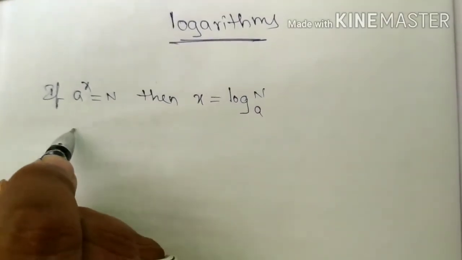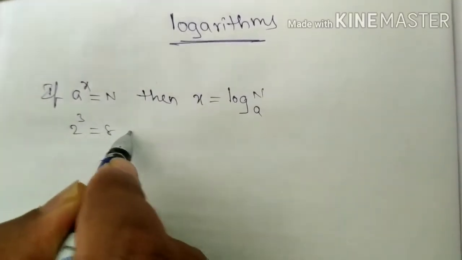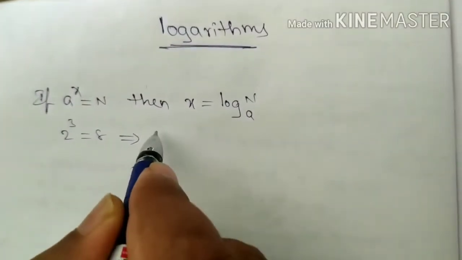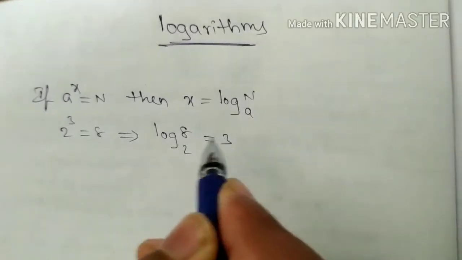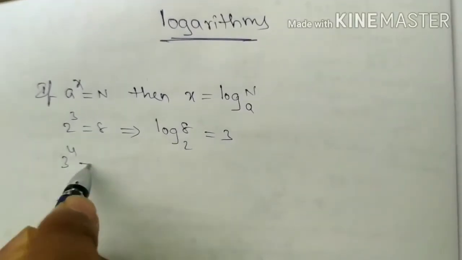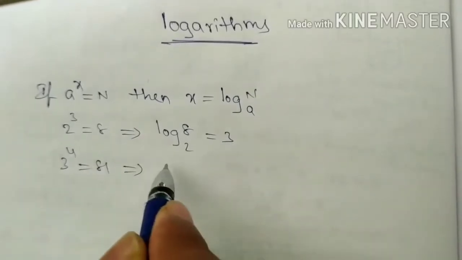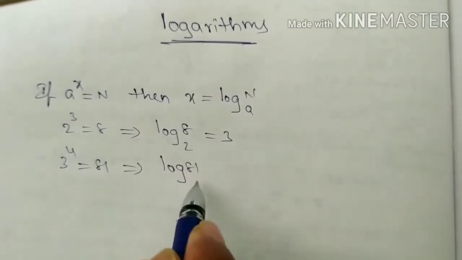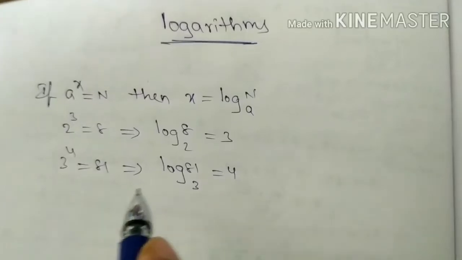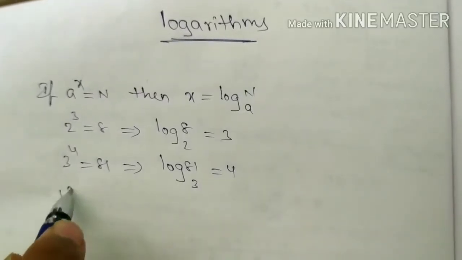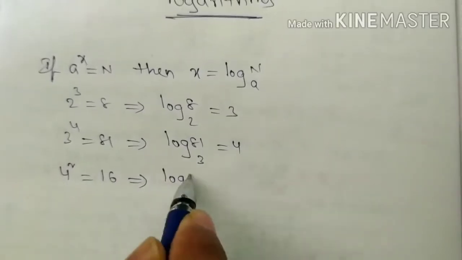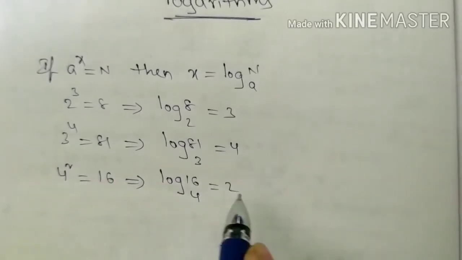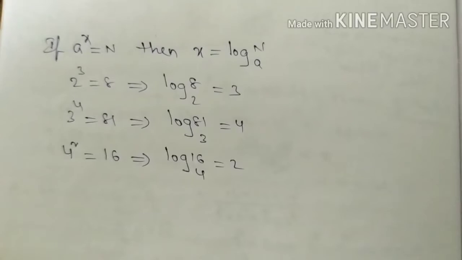2 cube is equal to 8. This is exponential form. Write logarithmic form: log 8 to the base 2 is equal to 3. For example, 3 power 4 is equal to 81, that is log 81 to the base 3 is equal to 4. Suppose 4 square is equal to 16. How to write the logarithmic form? Log 16 to the base 4 is equal to 2. So, exponential form to logarithmic form.